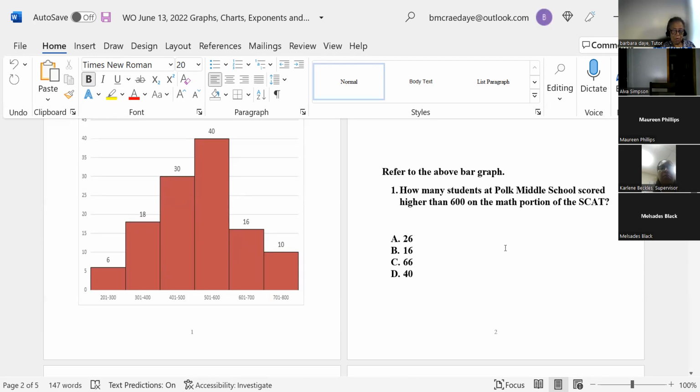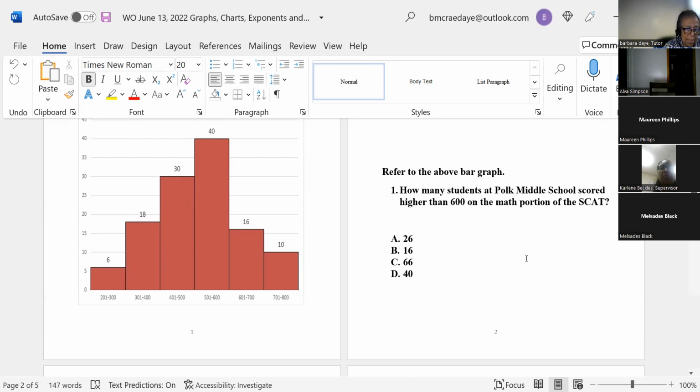Okay, Maureen, read number 1. And up back to the same place. How many students at Polk Middle School score higher than 600 on the math portion of the SCAT? Yes. How many students at this middle school scored higher than 600?